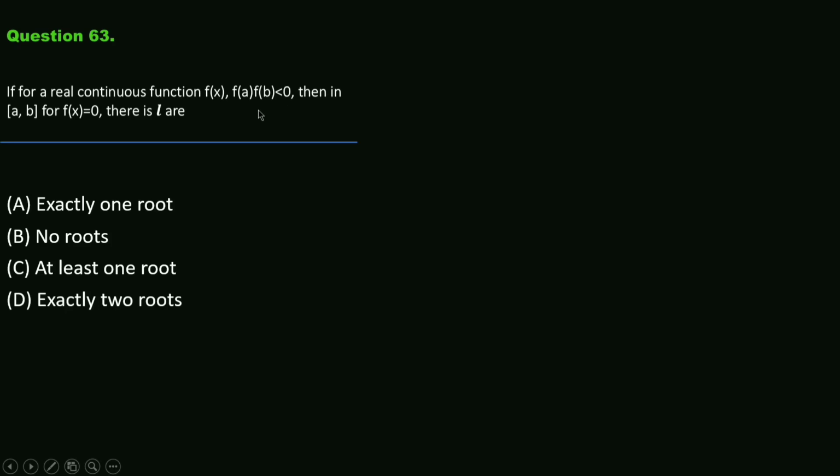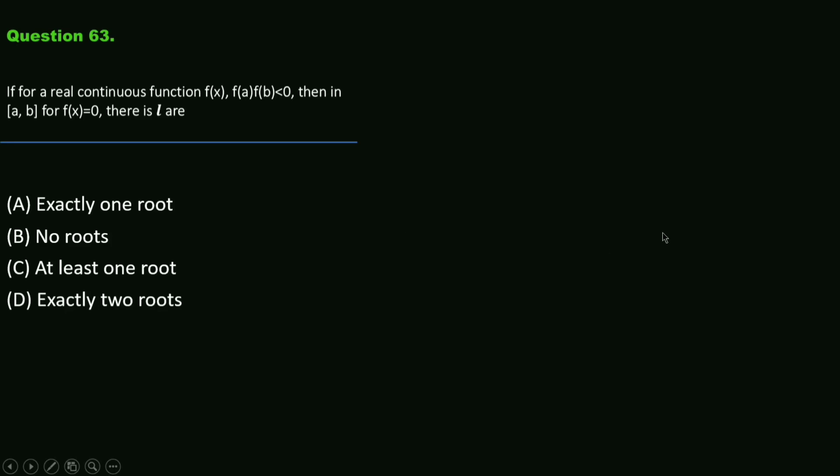Here we have two possibilities: either f(a) is positive or negative, and similarly f(b) is also positive or negative, and this is less than 0. That means f(a) must be negative and f(b) positive, which gives less than 0, or f(a) is positive and f(b) is negative, which also gives less than 0. That means for the function f(x), the graph is either f(a) above the x-axis and f(b) below the x-axis, or the reverse: f(a) below the x-axis and f(b) above the x-axis.